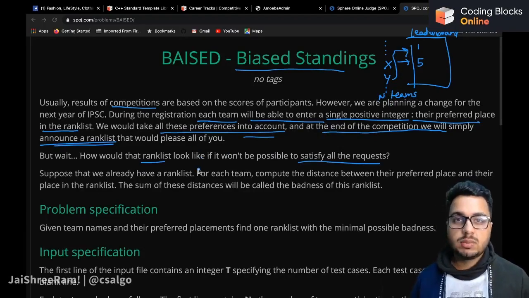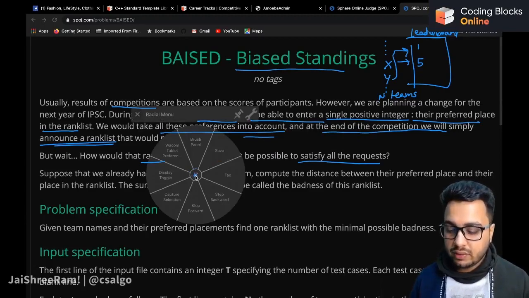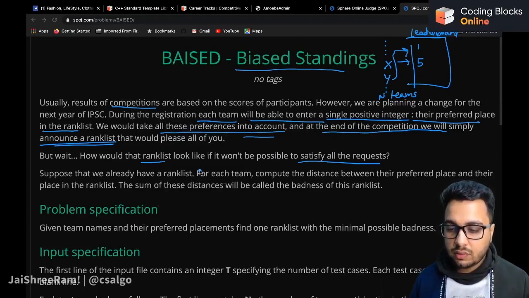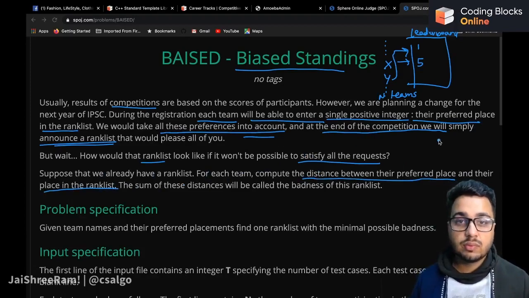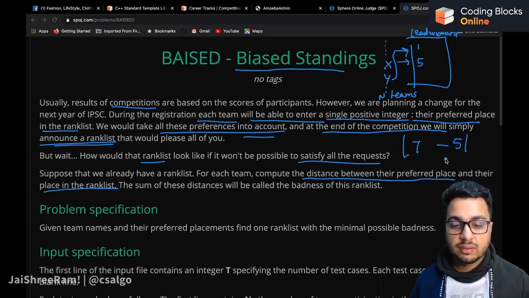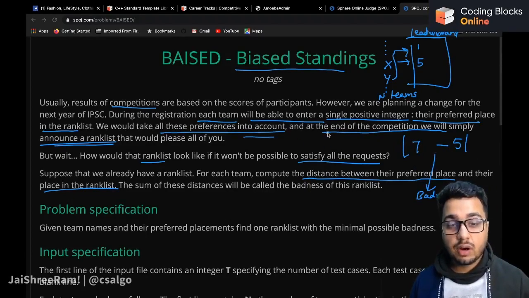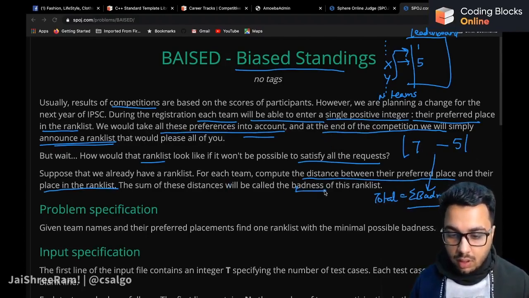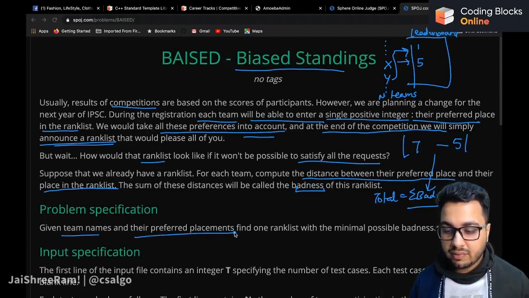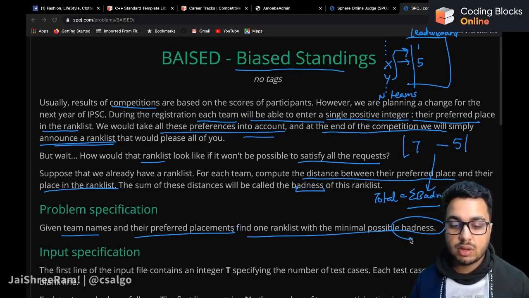But it is possible that we won't be able to give a desired rank to every team. So for that, we will find out the distance between their preferred rank and their actual rank. Some team was asking for rank 7, and let's say we give them rank 5. This difference is called badness, and the sum of badnesses of all teams is the total badness. So given the team names and their preferred placements, we have to find a rank list with minimum possible badness.